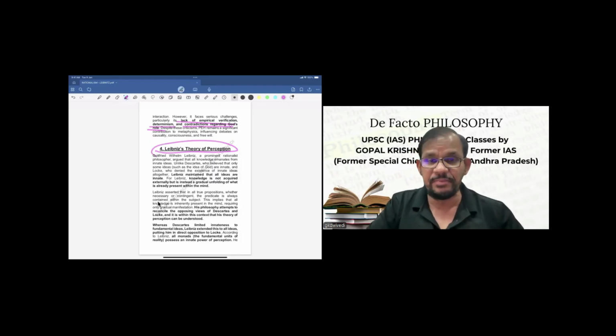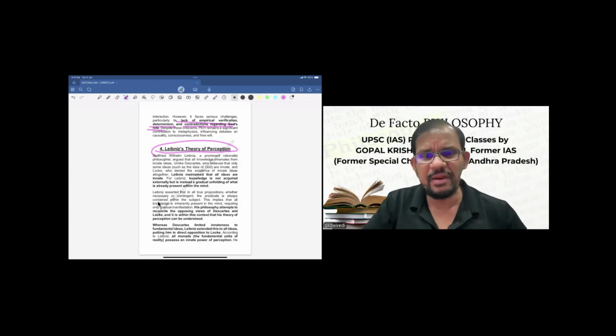Now, we have reached the fourth topic as far as Leibniz is concerned. This is the theory of perception. In some years this question has also been asked: what is Leibniz's theory of perception? Leibniz maintained that all ideas are innate. This we know, because for most rationalists, ideas are innate.